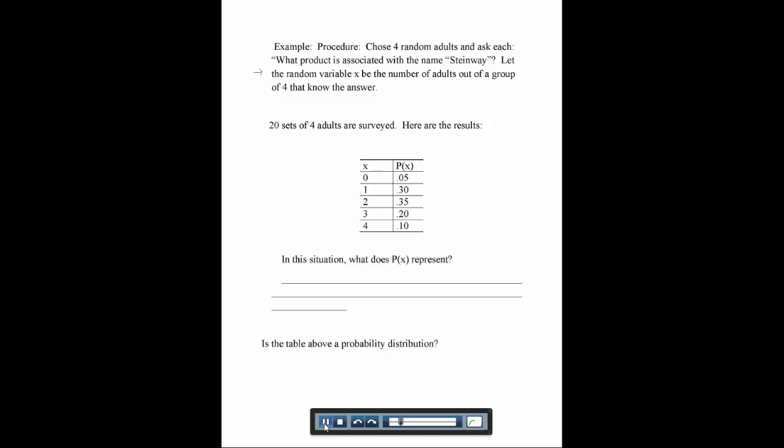So this table gives us the results. 5% of the time, 0 people knew the answer. 30% of the time, one person knew the answer, and so on. Okay, so here, P of x represents the probability that x people out of 4 knew the correct answer.